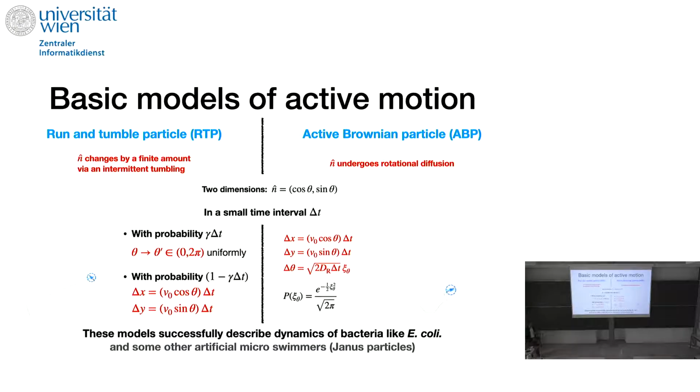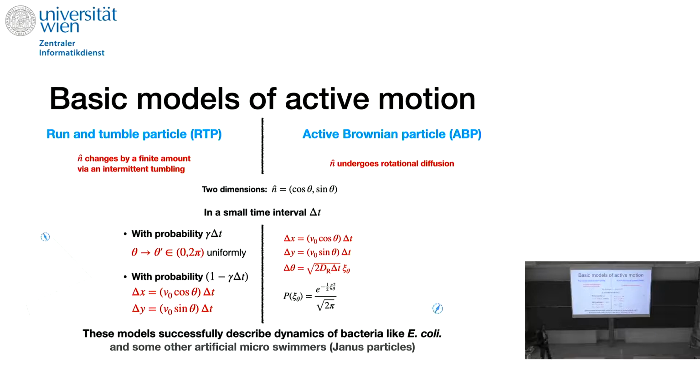If you look at a minimalistic model for this kind of active motion, there are two basic models. Okay, more than two, but let me just focus on two. These are known as the run and tumble particle and the active Brownian particle. For short times, what bacteria like E. coli do, for example, is move about 10 to 15 microns before they change direction substantially.